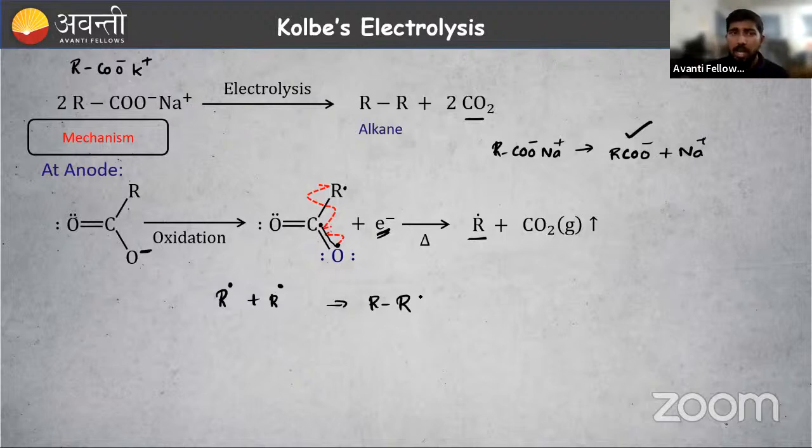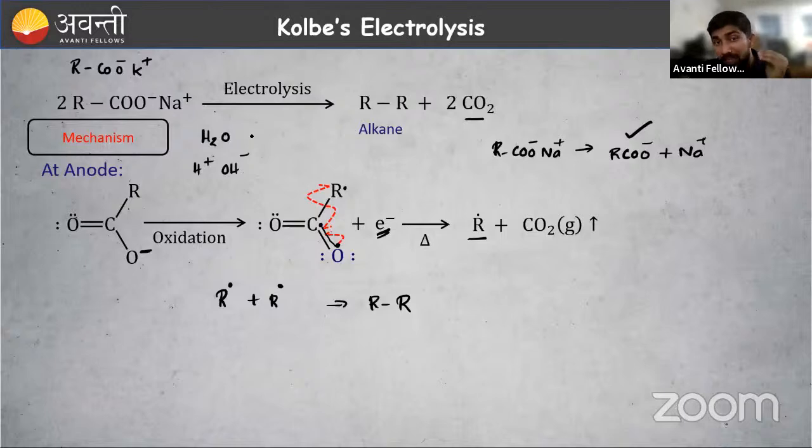Actually, in the solution, we have RCOO minus and water also. In water, there is H plus and OH minus. There are two anions, right? So why is only RCOO minus going towards our anode? Because its discharge potential is very low, so it moves very fast and reaches the anode first. Then oxidation will take place. Then which cations are present here? We have H plus and Na plus.